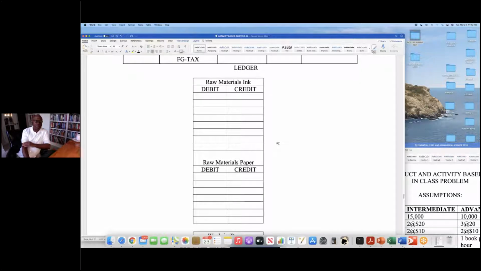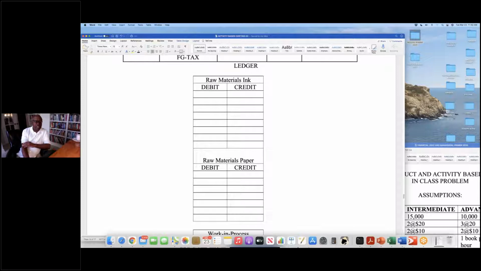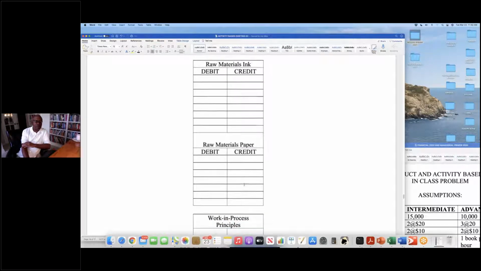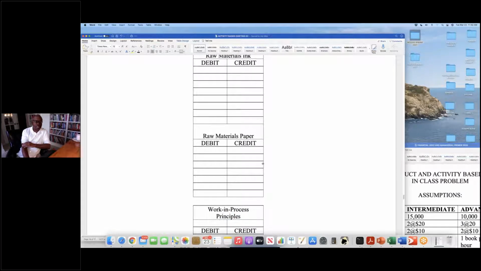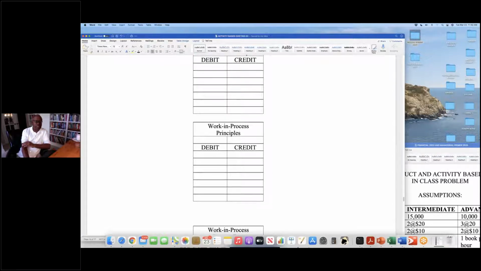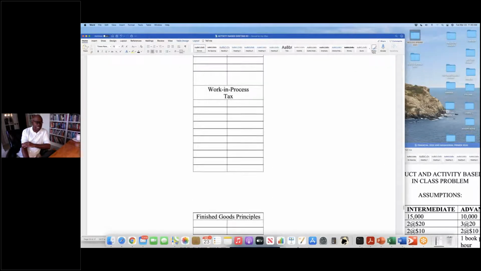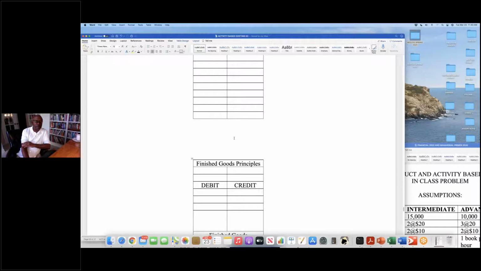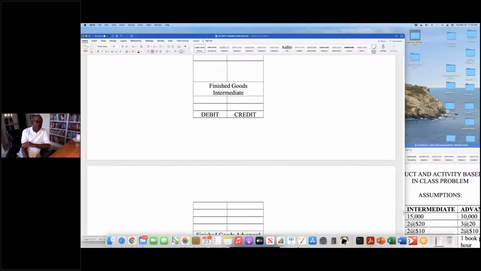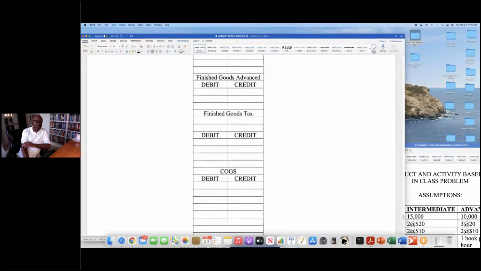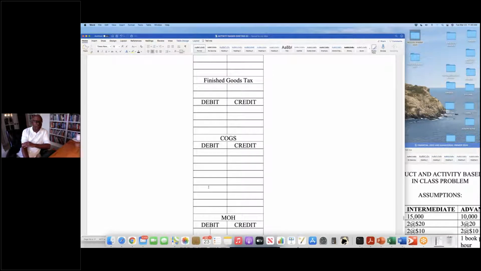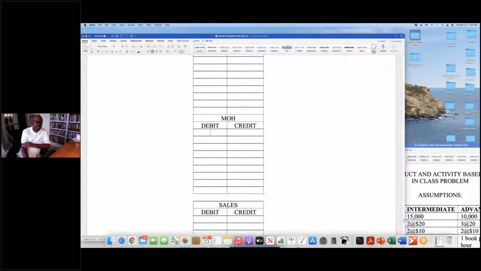Team 9, I believe it is, when you buying that raw material, you got to post in here. Then when the raw material is used, the appropriate team is going to put that credit in here, and then they're going to fill out their working process. They're going to go ahead and post in here. So this is working process for principal. There's a working process for intermediate. There's a working process for tax. Then there's a finished goods for principal, a finished goods for intermediate, a finished goods for advanced, and a finished goods for tax. Only one cost of goods sold account, and only one manufacturing overhead account, which Team 9 is working with.